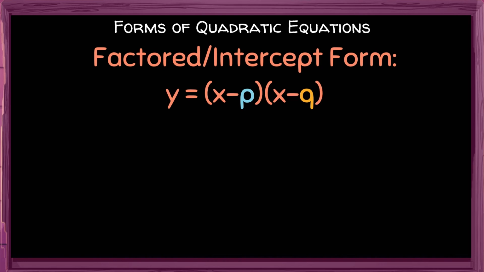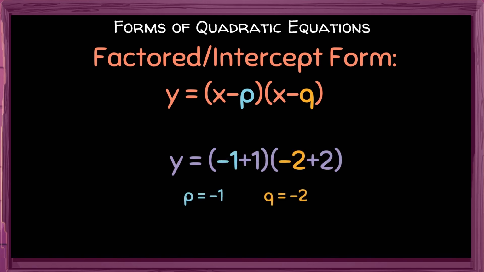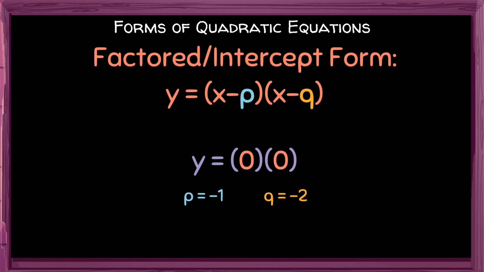Notice, though, that p and q are not just the numbers we see inside the factors themselves. They're the numbers we need to plug into those factors to get 0, because that's what gives us an x-intercept. For instance, if we have the quadratic equation y equals x plus 1 times x plus 2, then p and q are not the plus 1 and plus 2 that we see inside the factors. P and q are the numbers that we would plug into those factors to get 0. So p is negative 1 and q is negative 2. Again, p and q are the x-intercepts, the numbers that zero out our equation and make y equal 0.